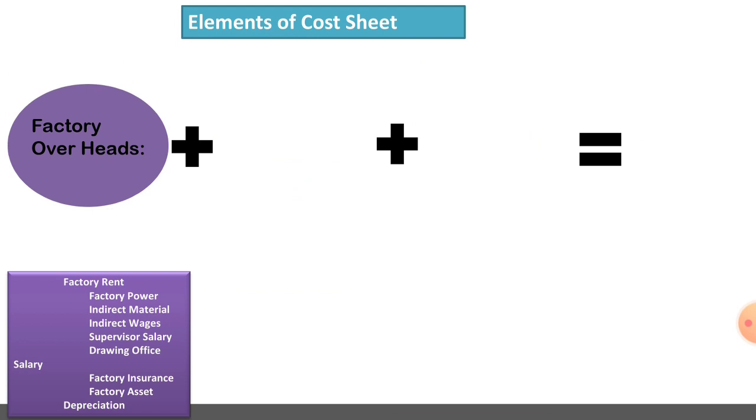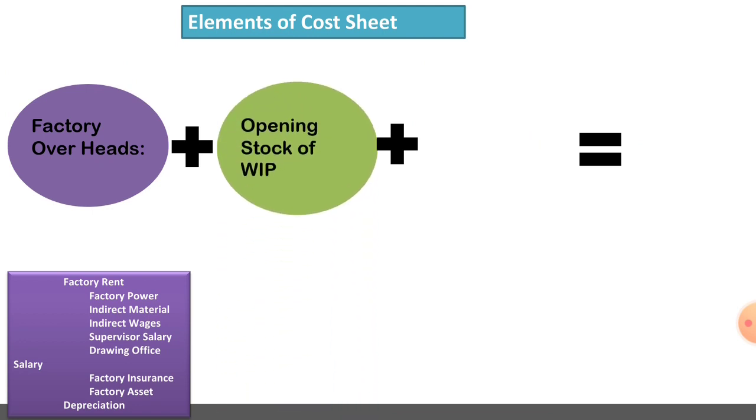Factory overheads are the expenses which are incurred at the factory premises. For example, factory rent, factory power, indirect material, indirect wages, supervisor salary, drawing office salary, factory insurance, factory asset depreciation. These are the examples of factory overheads. In the factory overhead, we add the opening stock of work in progress.